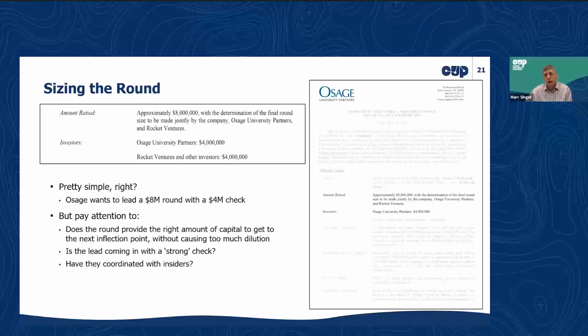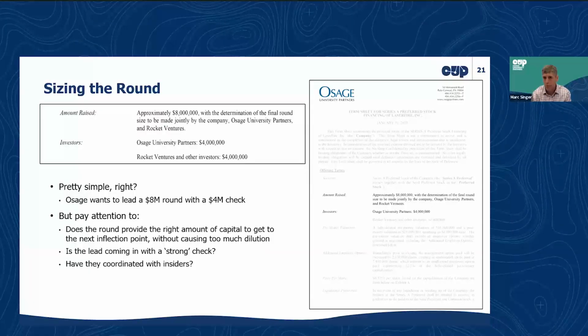So now I'm going to go into some of the details of the term sheet. Over on the right, you see a picture of a sample term sheet from OUP. This is fictitious. And then at the top, you'll see what the actual language in the term sheet looks like. So the first thing is how much capital does this term sheet call for in terms of the size of the raise, and also who is putting in that money.